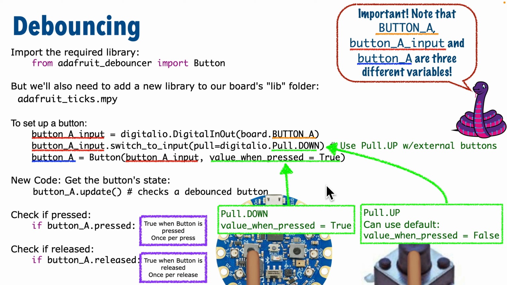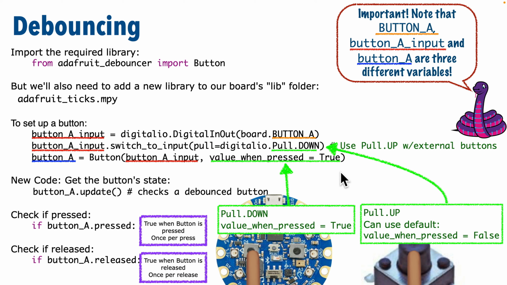Buttons that use the pull down resistor report true when pressed. The default is that a button will report false when pressed. So that's what this second parameter does here. The shortcut to remember is when we work with the built-in buttons in the CPB, we want to use Pull.DOWN and value_when_pressed equals True. And when we wire external buttons to our board, we're going to do Pull.UP and value_when_pressed is going to be equal to False, but that's the default, so we can leave out the second parameter for any wired up buttons.